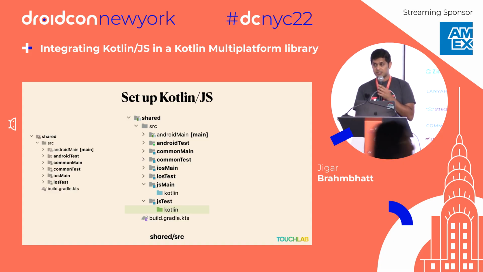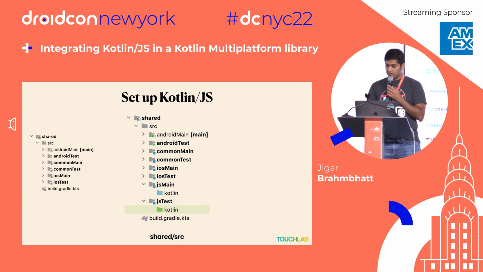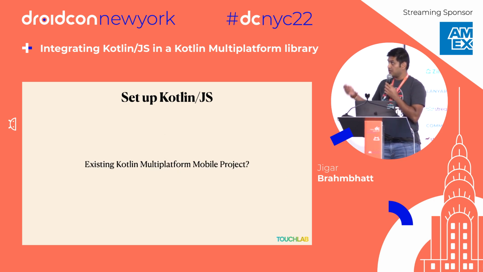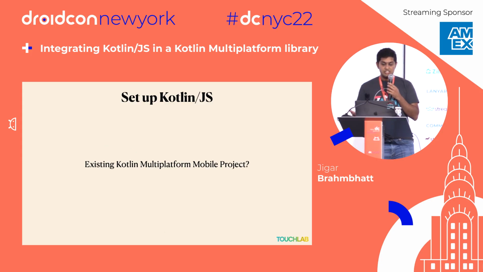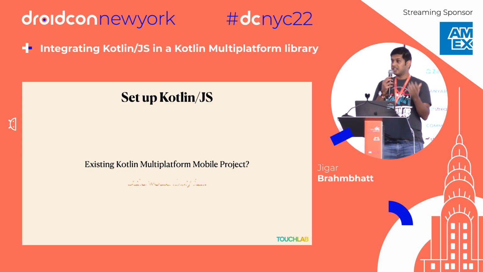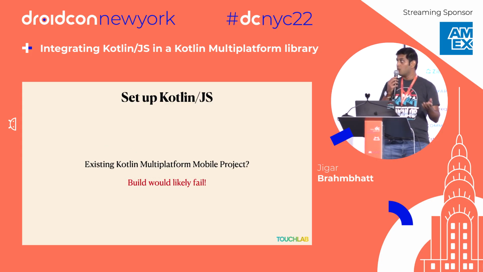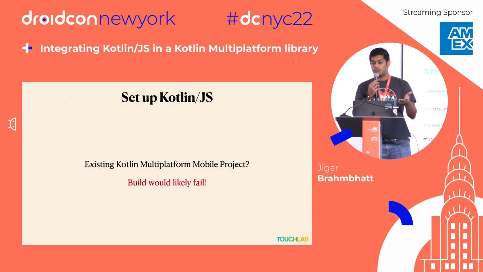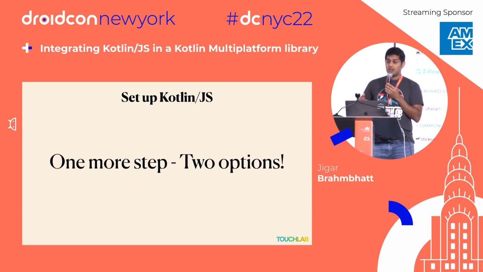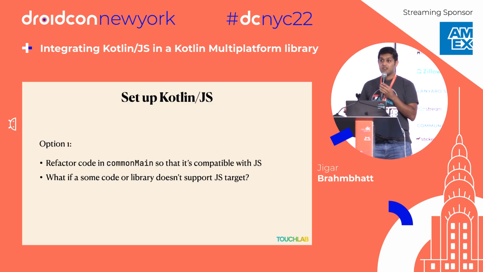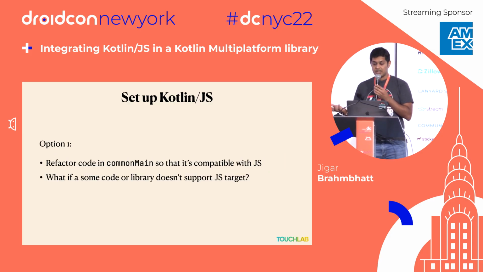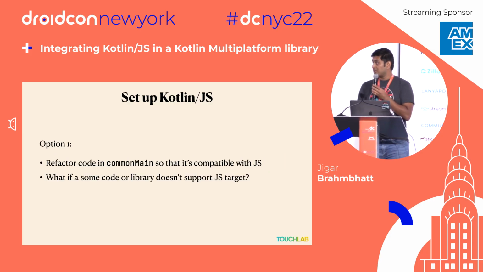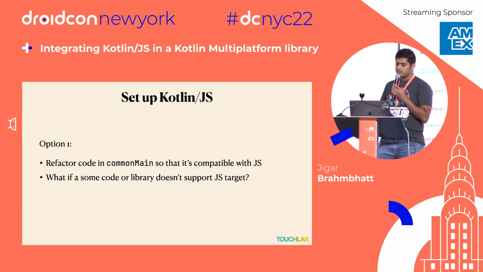So there are 2 steps you can take. The first step is to refactor your code in your common main so it becomes compatible with JS. For example, if you have any expect actual declarations, then you want to also add the JS side of those declarations so your JS code compiles. If you have a large complex project, you can have so many of those things to refactor. So it can be overwhelming, with a lot of upfront work.